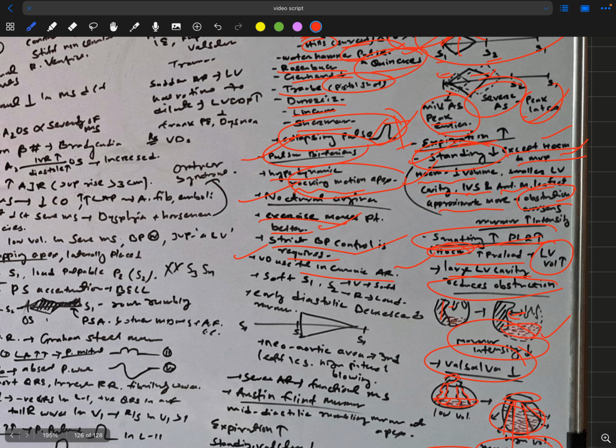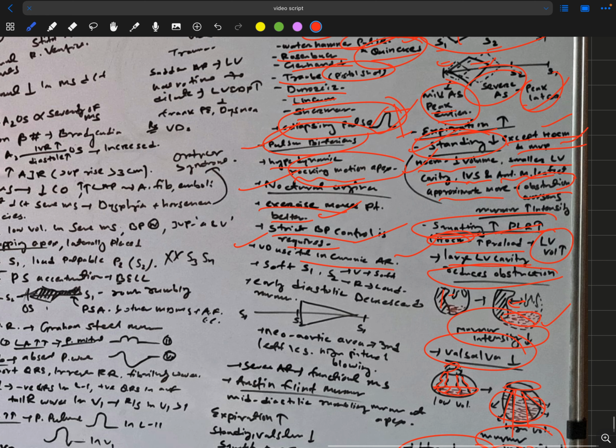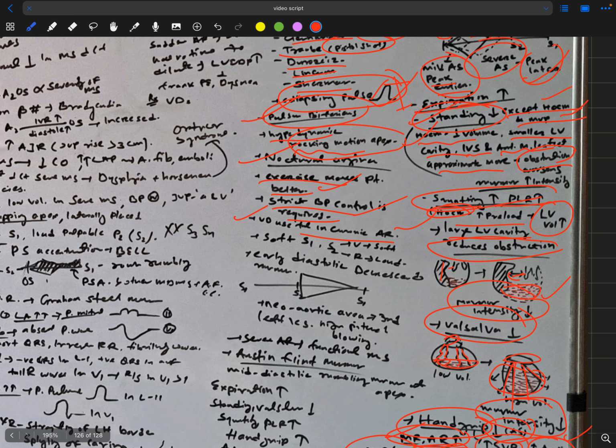Vasodilators are useful in chronic AR, because they will decrease the backward flow. When the aortic pressure decreases, there will be more forward flow and less backward flow. So vasodilators are useful in chronic AR.